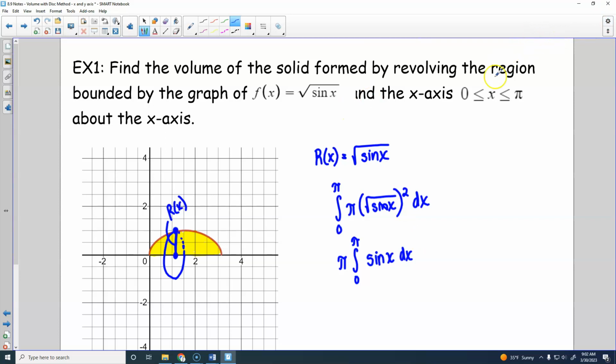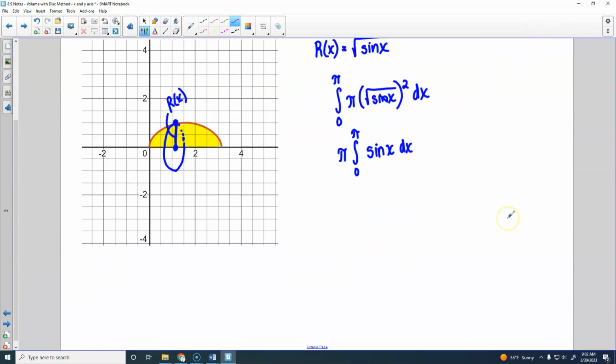So we're going to do this one by hand because that is a very simple one to integrate. What do we get when we integrate sine x? Negative cosine x. And we are going to evaluate that from 0 to pi. So we will have the pi out front. We'll have negative cosine of pi minus negative cosine of 0.